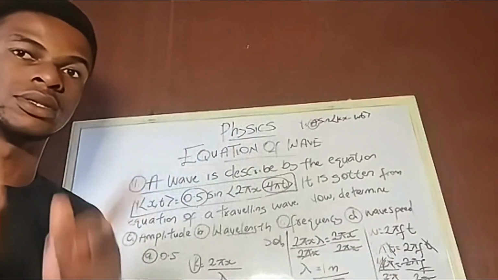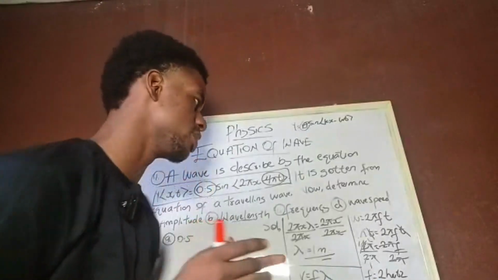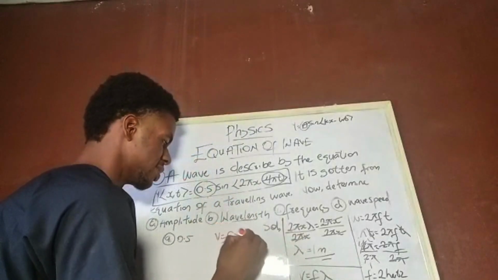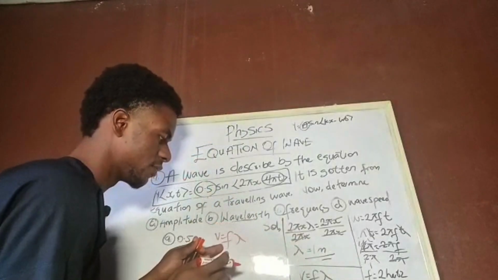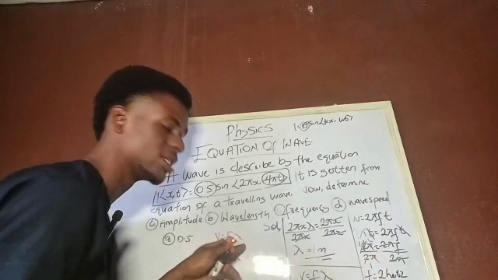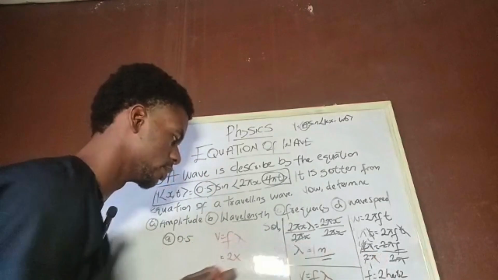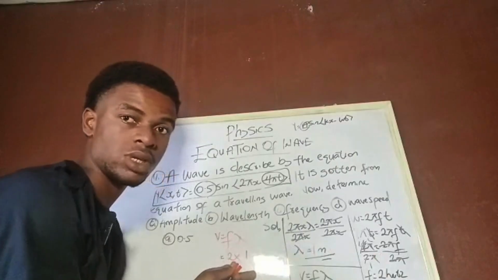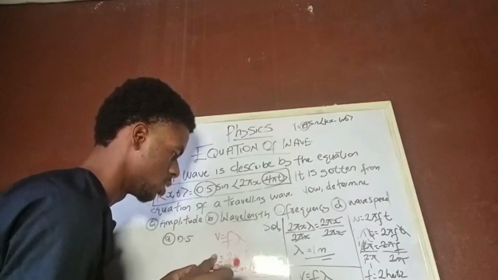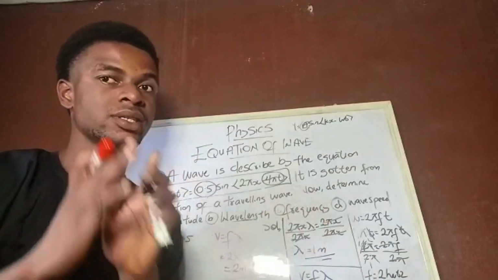Now, that is for the frequency. The formula we use to calculate the wave speed is v = fλ. We have gotten our frequency as 2 hertz. So we have 2 times lambda, which is 1. So 2 times 1 gives us 2 meters per second. So this is our wave speed.